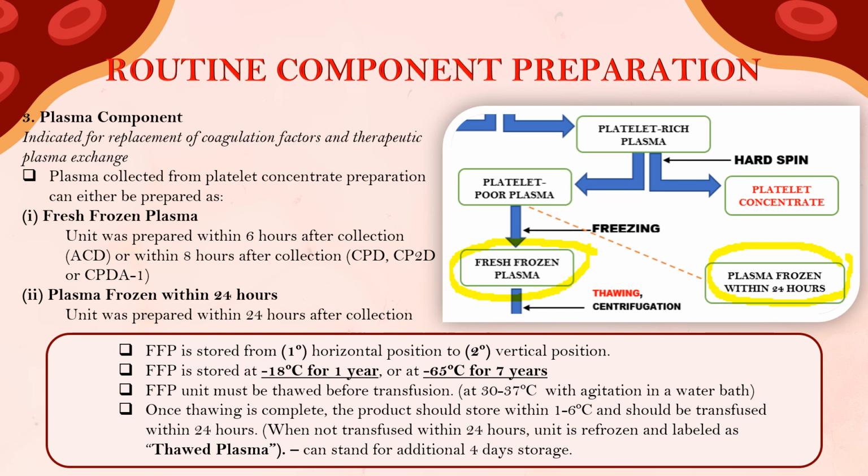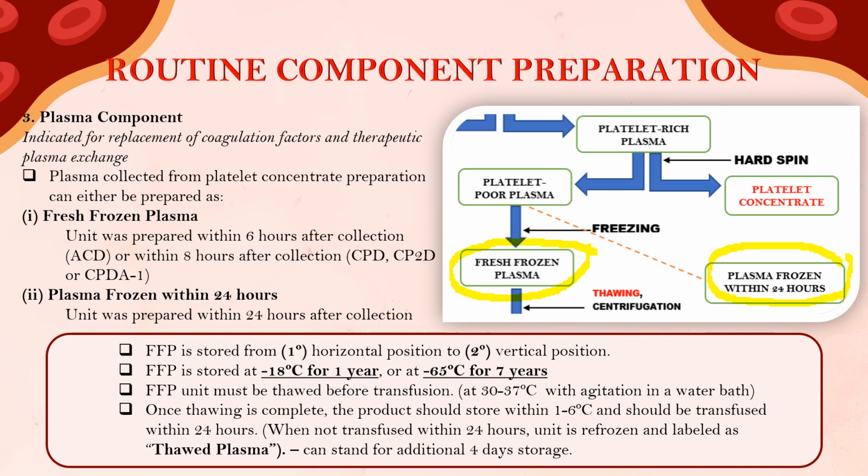And these plasma constituents are stable at room temperature except for your labile factors, which are your factors 5 and factor 8. These factors will deteriorate when the plasma is not stored at negative 18 degrees Celsius or lower. And that's exactly why, in order to maintain maximum levels of factor 5 and factor 8, plasma units must be placed in a freezing environment within 6 to 8 hours of collection. And that is now your fresh frozen plasma component.